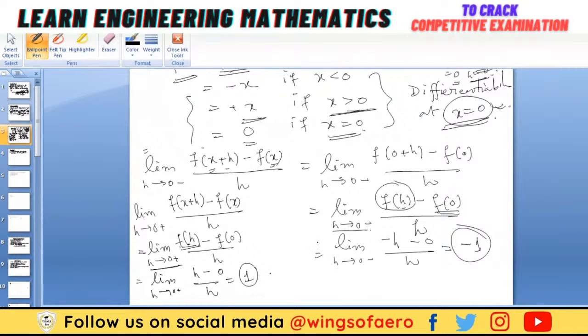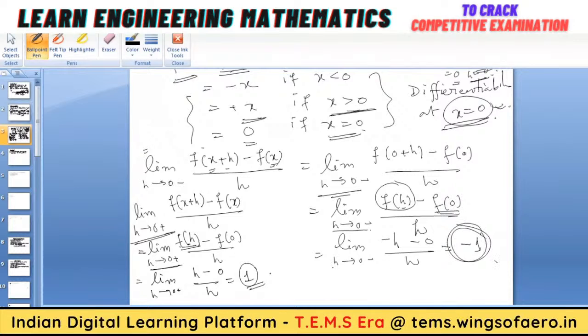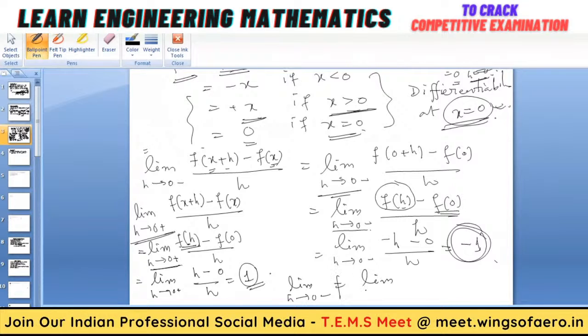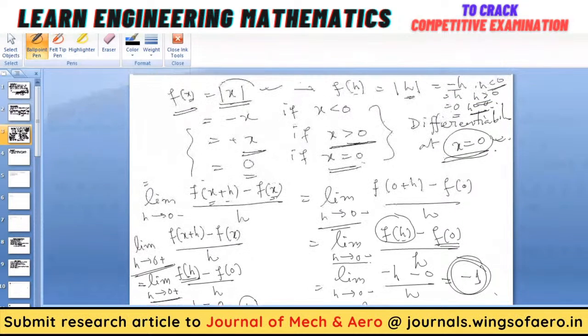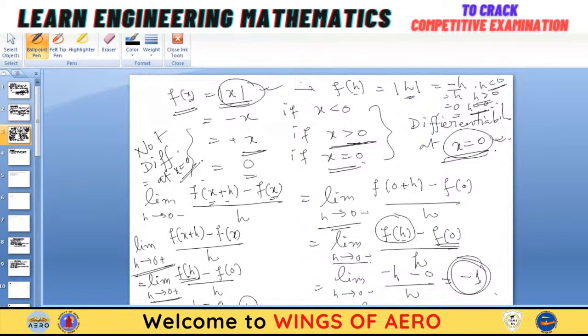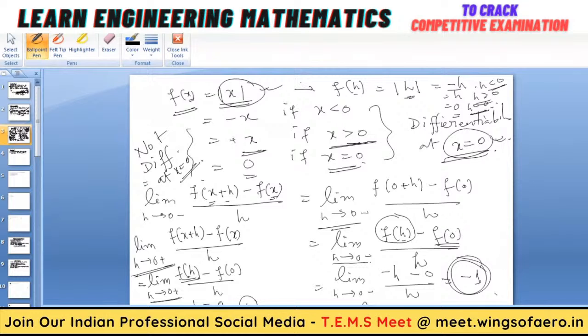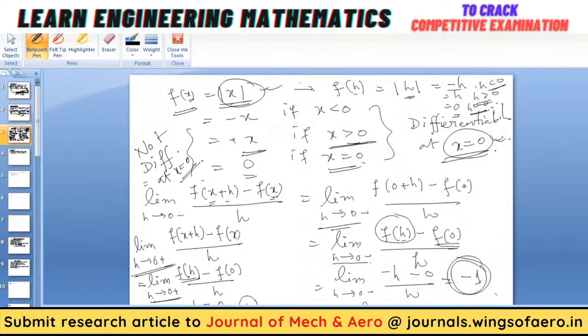The h will be nullified and it becomes 1. So now look at this: the right hand limit is 1, and the left hand limit is minus 1. So the right hand limit is not equal to the left hand limit. That is why this mod function is not differentiable at the x equal to 0 point. Does anybody have any kind of doubt? Any clarification? No, sir. Okay.